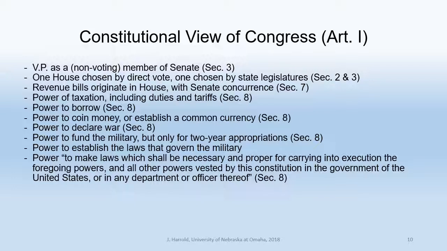And so the Congress had the power to tax, the power to borrow, the power to coin money, the power to declare war, the power to fund the military, but only on 2-year appropriations, the power to establish the laws that govern the military, and the power to make laws that are necessary and proper for carrying into execution the foregoing powers. That is, of the whole Constitution. So the necessary and proper clause actually has been the hanger for all kinds of acts of Congress over the past 240 years. So that's the constitutional view of Congress.